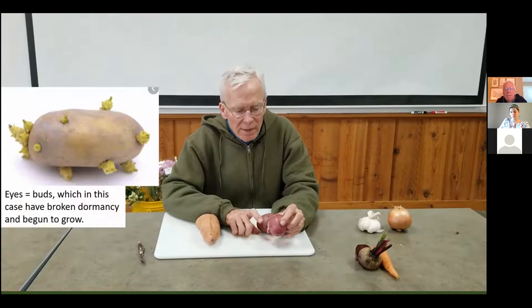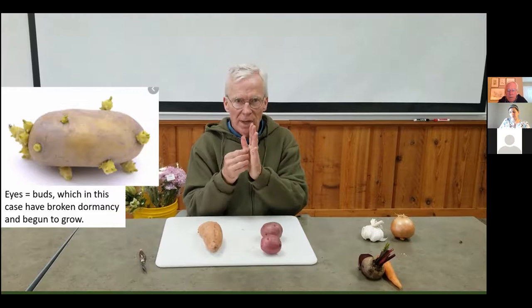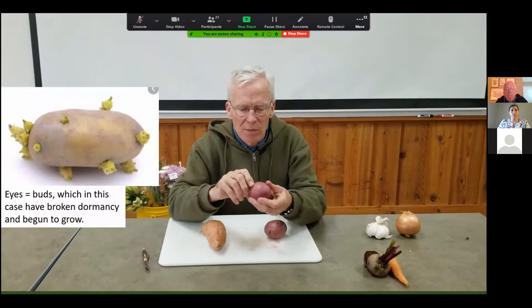Rather, when a root is growing and it branches off, the origin of that side branch is at the very core of that root, as opposed to a stem, where the side branch comes from a bud along the periphery of the stem. So when we see buds on a structure, we know it's a stem. This is a big swollen underground stem that has buds.